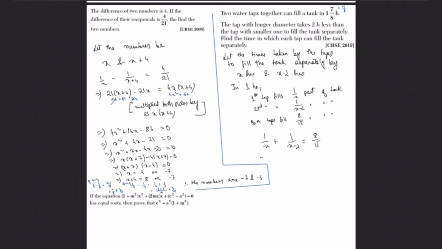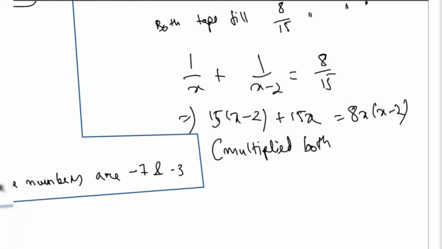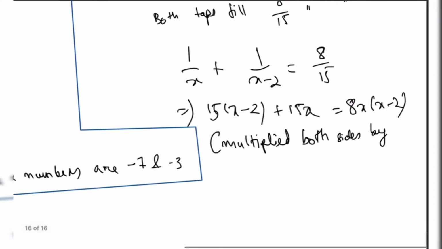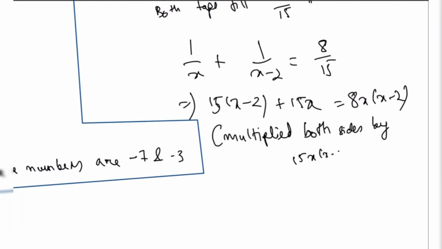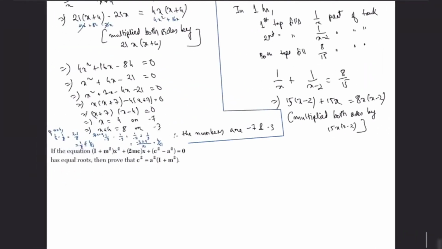Let us multiply everything by 15 into x minus 2. So we have 15 times x minus 2 plus 15x equals 8x, x minus 2. Again, you need to write, multiplied both sides by 15 times x minus 2. Okay, so let us solve it.